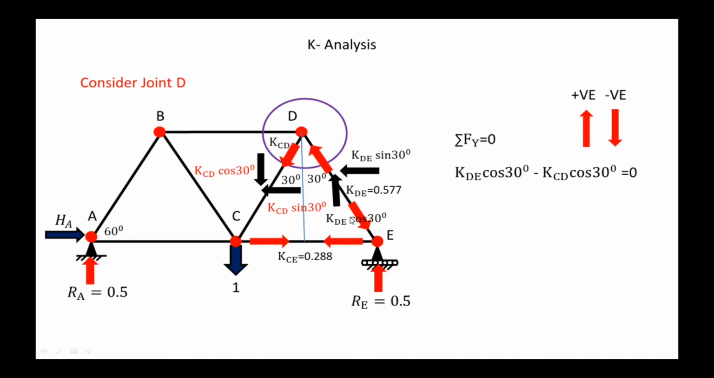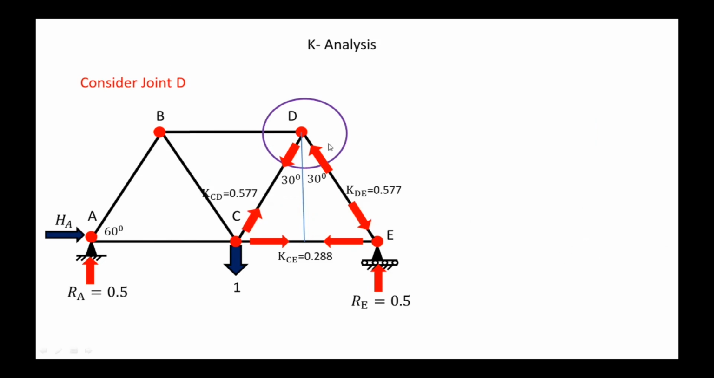So we know the KD is 0.577. So put the value 0.577 cos 30. In this way we got here KCD is equal to 0.577. Next is to resolve this joint horizontally, so that we get the value of BD. So sigma Fx equal to 0, towards right is plus and towards left is minus.